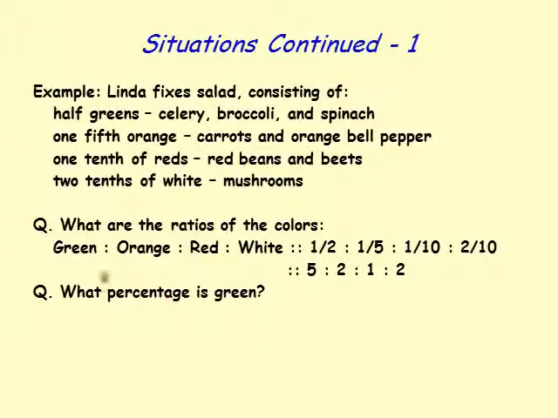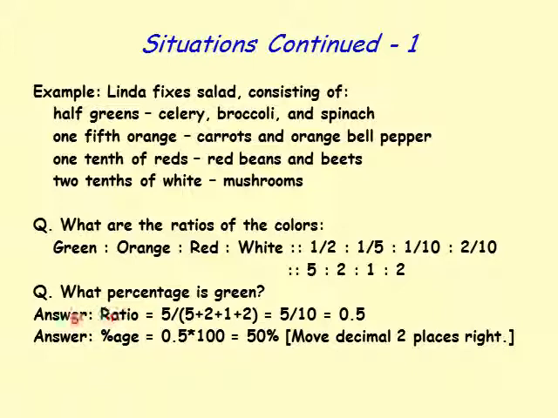Let's continue here. So what percentage is green? It's 5 out of 5 plus 2 plus 1 plus 2, 5 out of 10. The answer: the ratio is 5 divided by 5 plus 2 plus 1 plus 2, which is 5 divided by 10, which is 0.5. That's the ratio. And we're looking for percentages. The answer, percentage, is 0.5 times 100, which is 50%.